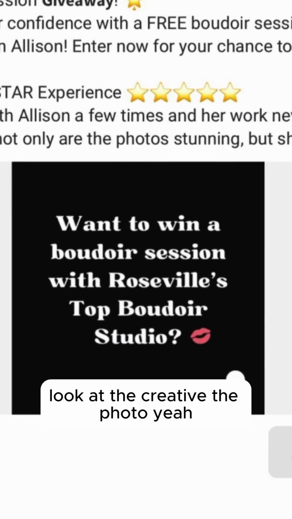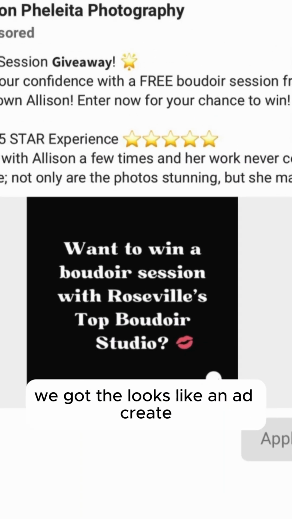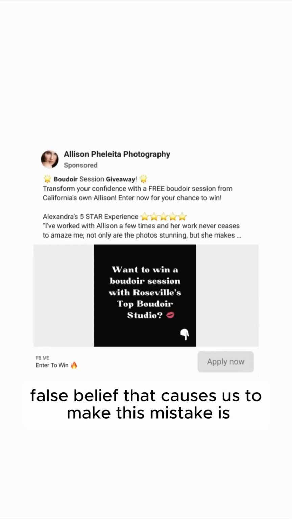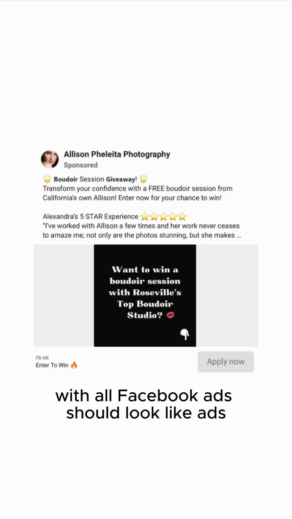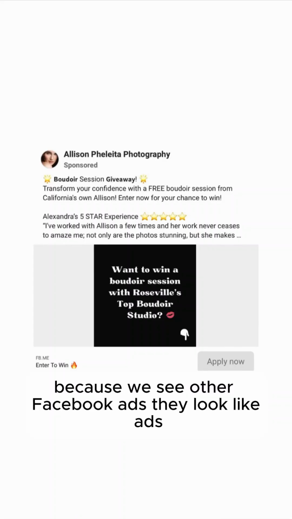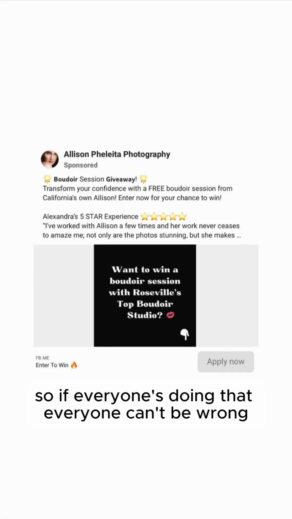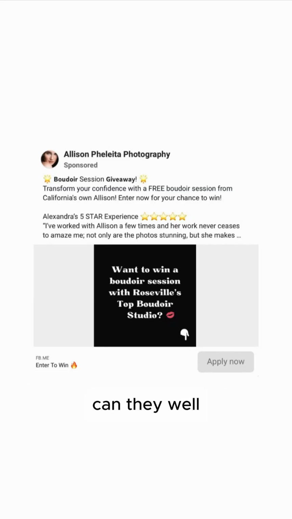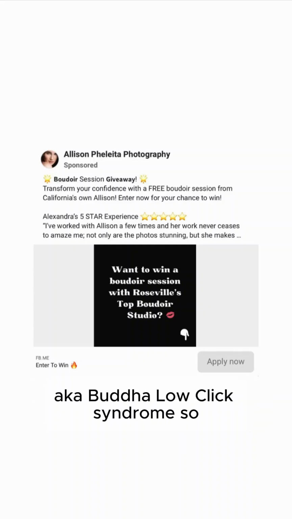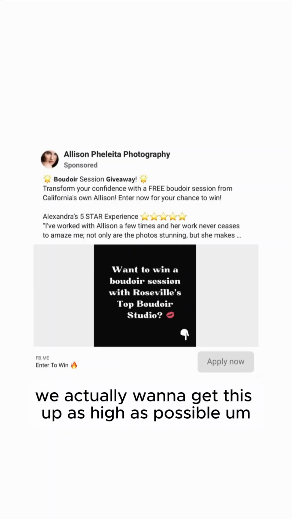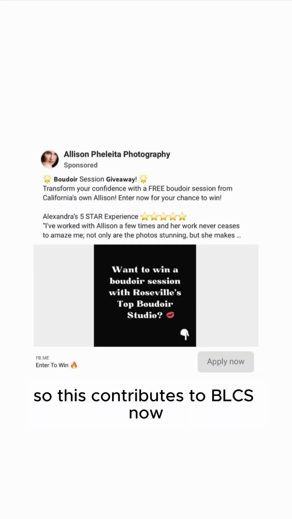Next, look at the creative, the photo. Yeah, we got the looks like an ad mistake here. The false belief that causes us to make this mistake is we believe our boudoir Facebook ads should look like ads, because we see other Facebook ads, they look like ads. We see other boudoir Facebook ads, they look like ads. So if everyone's doing that, everyone can't be wrong, can they? Well, every boudoir Facebook ad I've seen, 100% of them have had BLCS, aka boudoir low click syndrome. So we actually want to get this up as high as possible. So this contributes to BLCS.